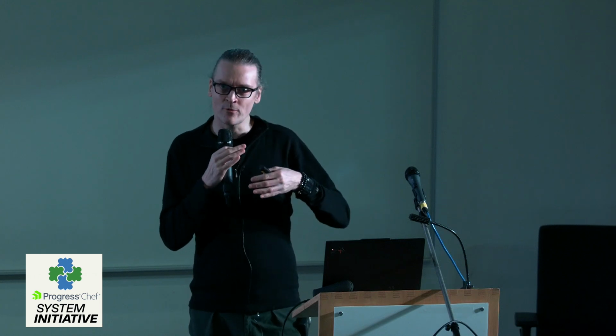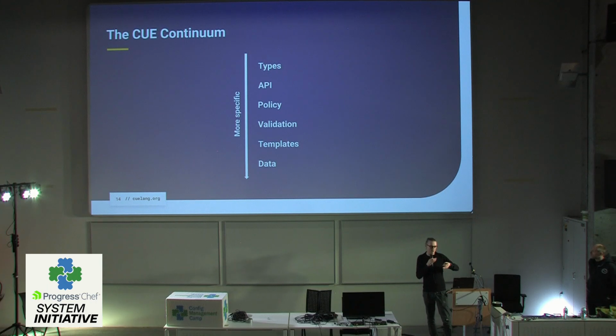So as you could see, we have many aspects of configuration that operate at different levels. So you have types, APIs, policy, validation, templates. And you could say they're sort of in a hierarchy, right, from less to more specific. That's quite an important property of CUE.